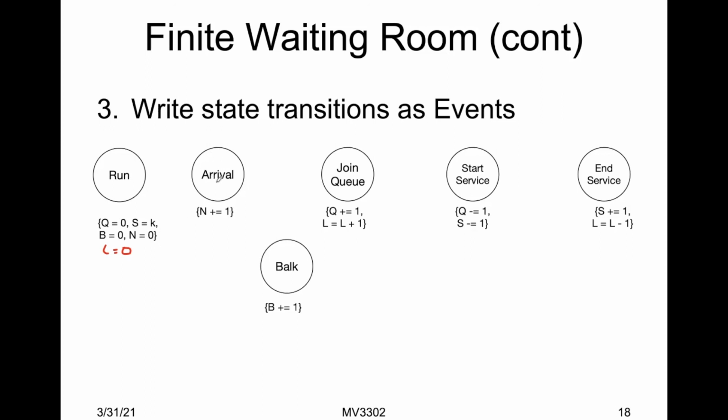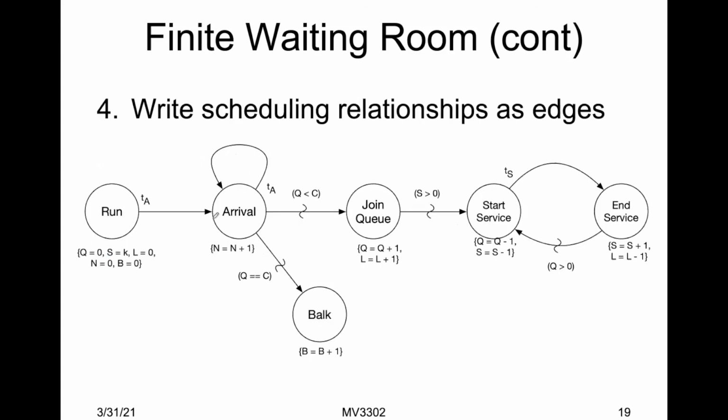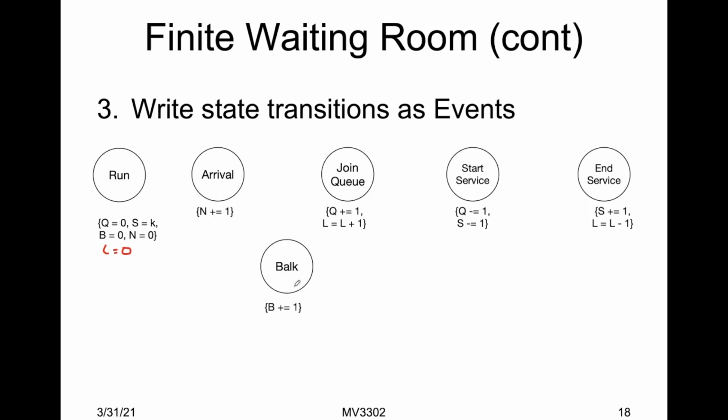We have arrival, which now only increments N. Now this is a little more like our arrival process, because now we're saying, okay, we now have one more potential customer. And when we join the queue, that's a separate event now. So we're going to increment Q. Start service and end service are going to be exactly the same as before. And now here's this additional event, bulk, which is going to count the number of bulks.